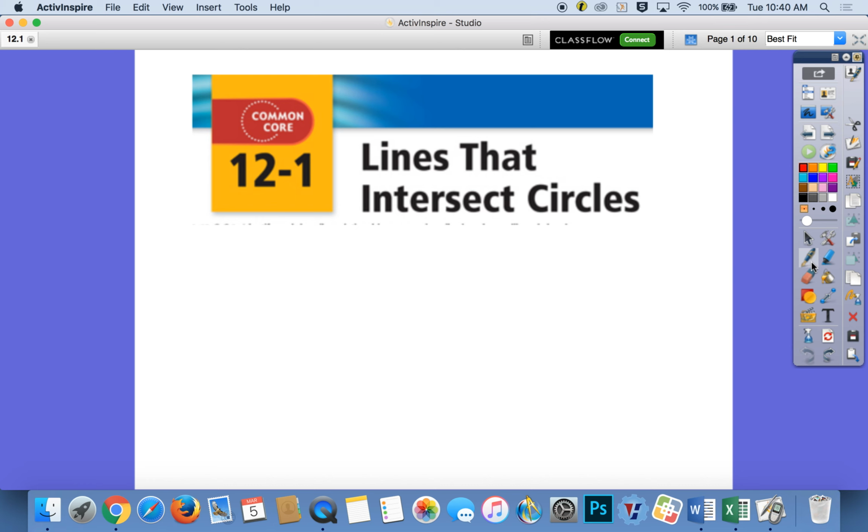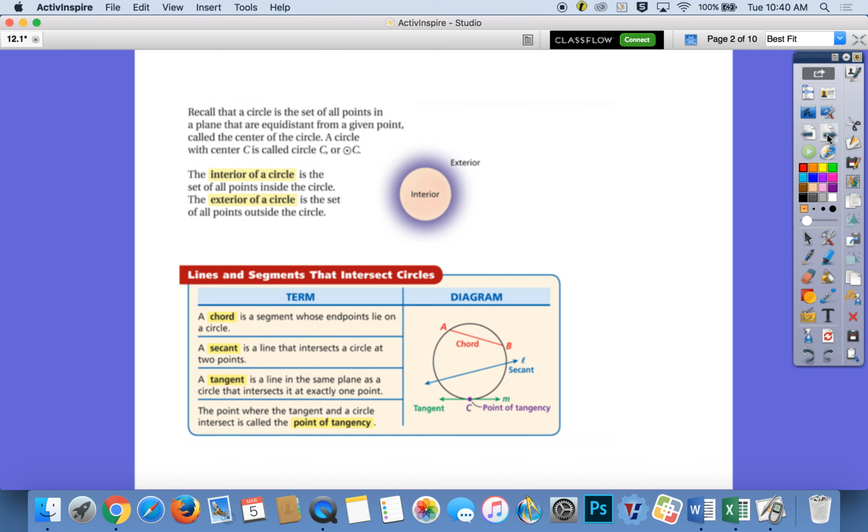Okay, so we're going to do 12.1, and we're going to start with just some definitions of circles and some properties that go along with them. So a circle is the set of all points in a plane that are equidistant from a given point, okay, which is going to be your center. This is basically what you guys will see for your notation. It'll be a circle with a little dot in the middle to call that circle C, okay? The interior is going to be the set of all points inside the circle. The exterior is the set of all points outside the circle.